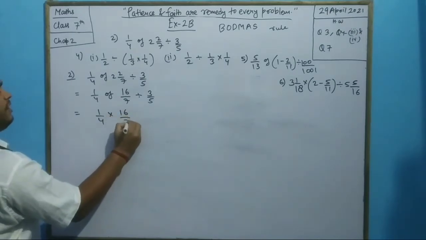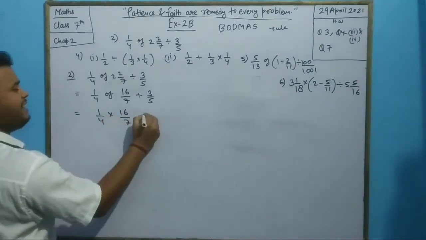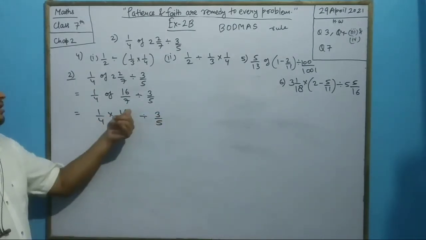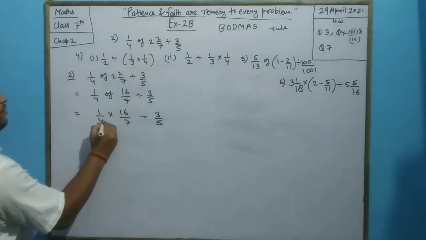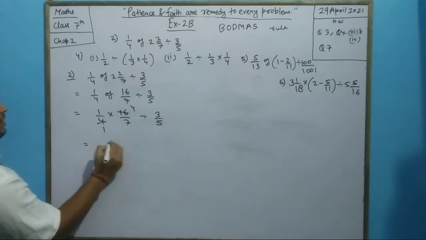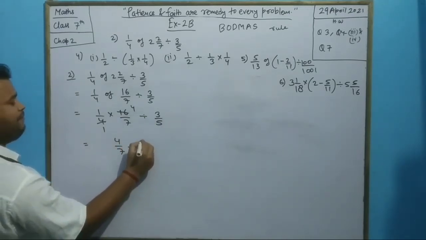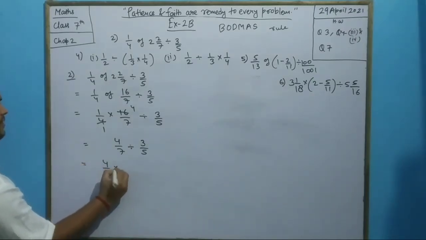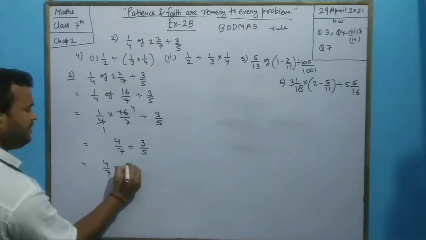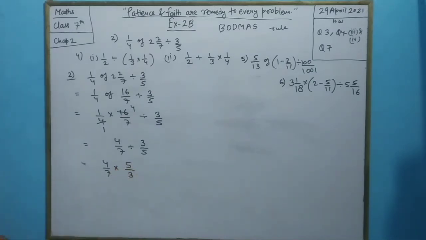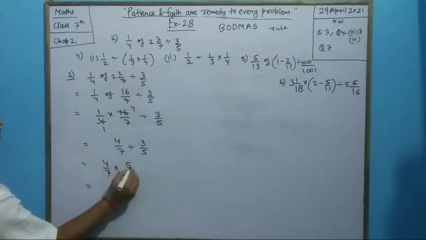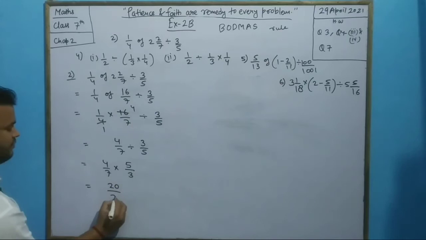So it will be 1 upon 4 into 16 upon 7 divided by 3 upon 5. Here there is something common between the numerator and the denominator. So cancel out 4, 4 4s are 16. So it will be 4 upon 7 divided by 3 upon 5. Again, when the division converts to multiplication, it will be the reciprocal. Denominator becomes numerator and numerator becomes denominator. Is there anything common between the numerator and denominator? 4, 3, 5, 7, nothing. So just multiply them. It will be 4 into 5, that is 20, and 7 into 3, it will be 21.